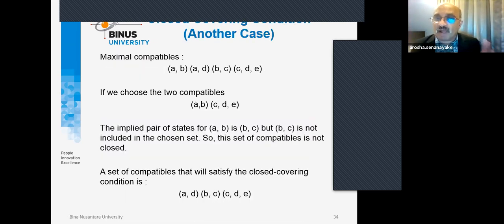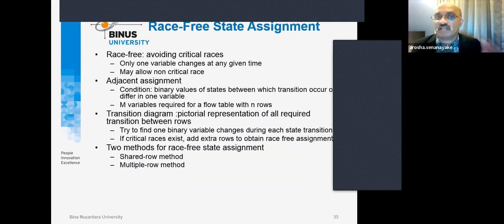There are some other examples. Please go through them and try to understand, and importantly, the subsequent slides. I'm running out of time. Of course, to understand, as I explained right at the beginning, race-free conditions, so avoid the critical races.